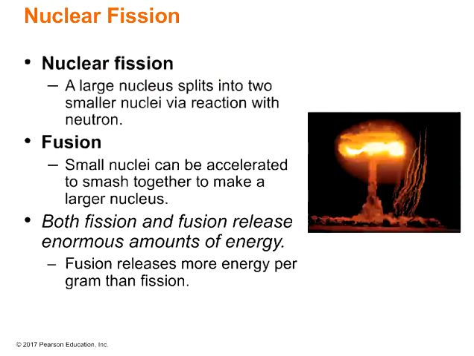So nuclear fission is when a large nucleus splits into 2 smaller nuclei via reaction with a neutron. Now there's another process called fusion, which is kind of the opposite of fission. In fusion, small nuclei are accelerated towards each other and then smash into each other to make a larger nucleus. And that was more so what Fermi thought was going to happen. But he was proven wrong, or at least his hypothesis was proven wrong. And what actually happened was fission with uranium. But we'll see that fusion is possible as well.